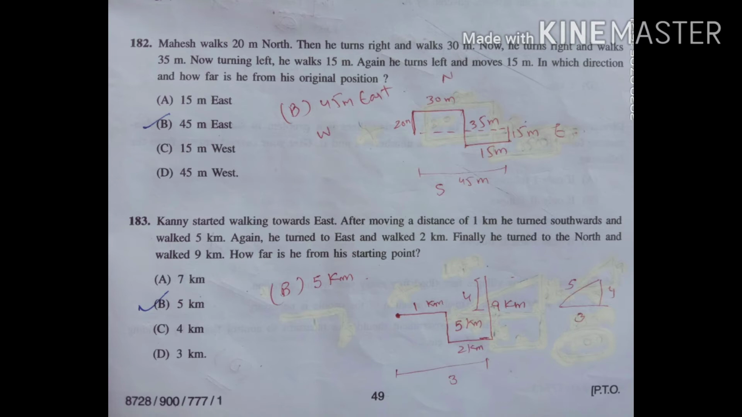So the further question is, a man started walking toward east, and after moving a distance of 1 kilometer, he turned southwards and walked 5 kilometer. Again he turned to east and walked 2 kilometers. Finally he turned to the north and walked 9 kilometer. How far is he from his starting point?